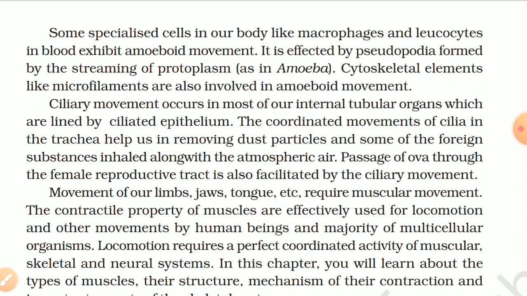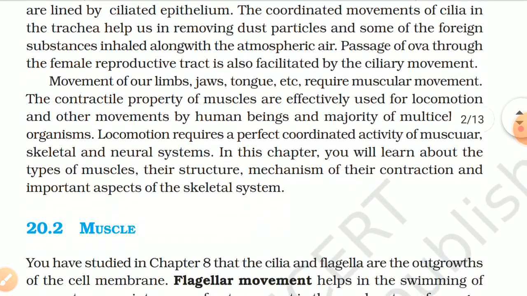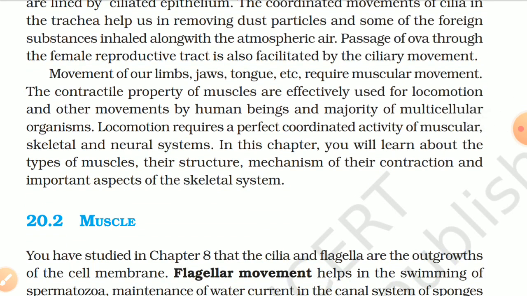Movement of our limbs, jaws, tongue, etc. require muscular movement. The contractile property of muscles is effectively used for locomotion and other movements by human beings and the majority of multicellular organisms. Locomotion requires a perfectly coordinated activity of muscular, skeletal and neural systems. In this chapter, you will learn about the types of movements, their structure, mechanism of their contraction and important aspects of the skeletal system.